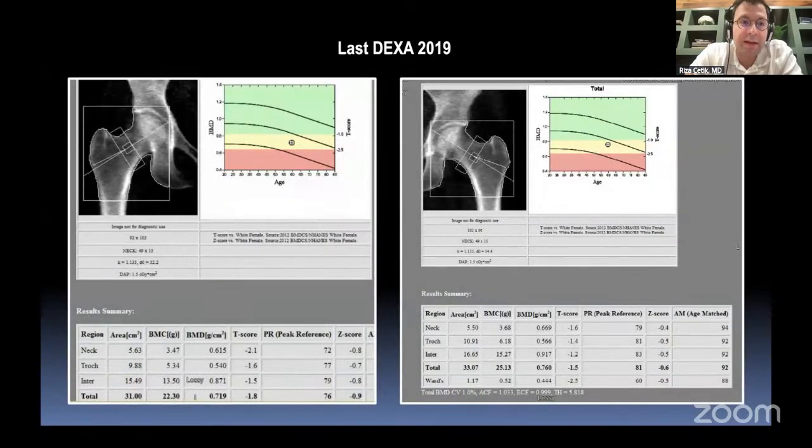We obtained DEXA scans. These scans were obtained from the hips bilaterally. The right hip shows a total proximal femur T-score of minus 1.8 and a femoral neck T-score of minus 2.1. And the left hip shows a total T-score of minus 1.5 and a femoral neck T-score of minus 1.6. All these T-scores are within the osteopenic range, not osteoporosis.